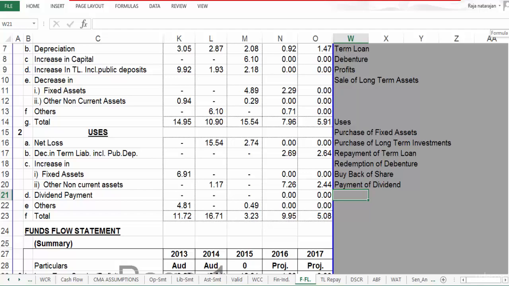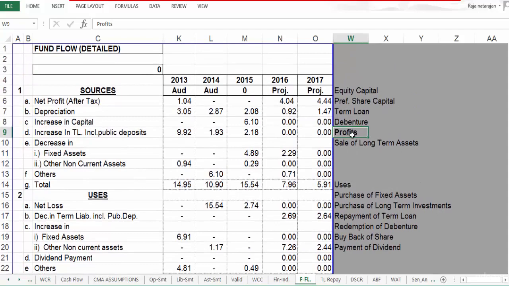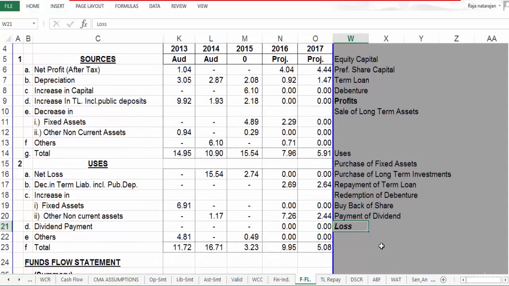Now, we accepted profits as a long-term source. If profits are a long-term source, then loss should be considered a long-term use, right? So these are all the possible uses. Let's see what our format has.